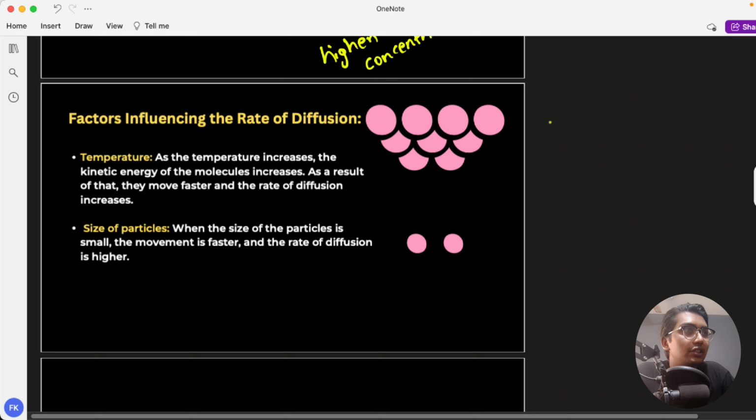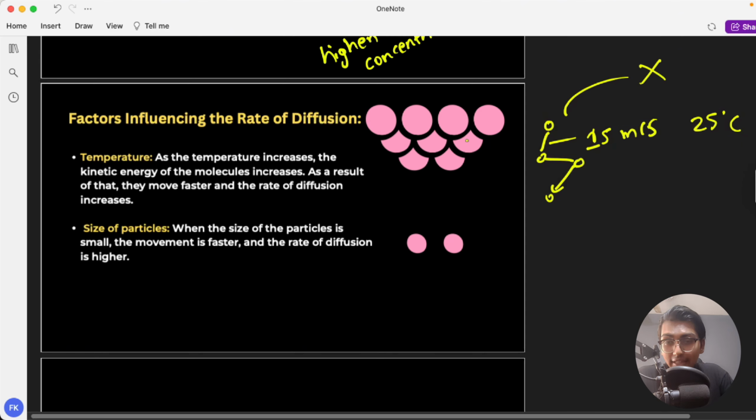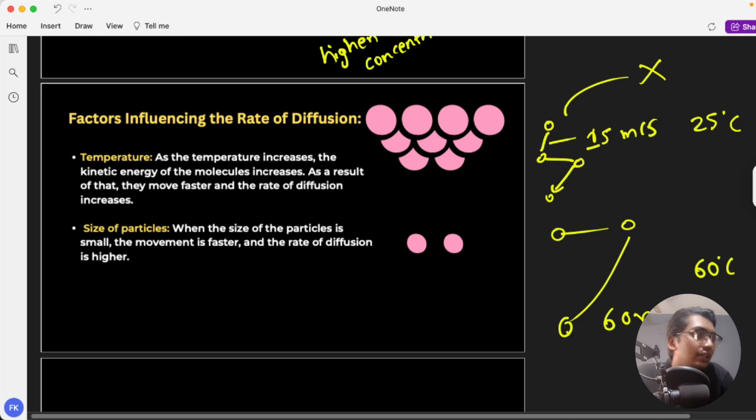As temperature increases, for example, the particle movement increases. Let's take a hypothetical value, okay? Suppose this is 15 meters per second. They are traveling at 25 degrees Celsius. This particle X is traveling at this speed. But as you increase the temperature, this particle now moves at a higher speed. For example, at 60 degrees Celsius, this particle moves 60 meters per second. So the more you increase the temperature, the higher the movement of the particle.